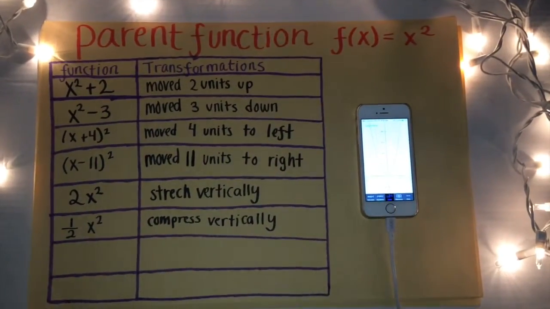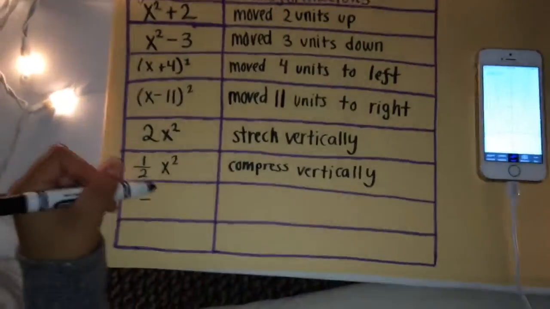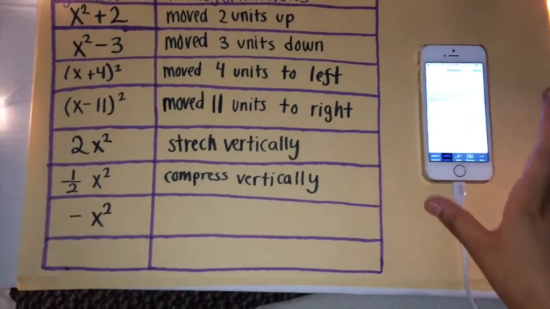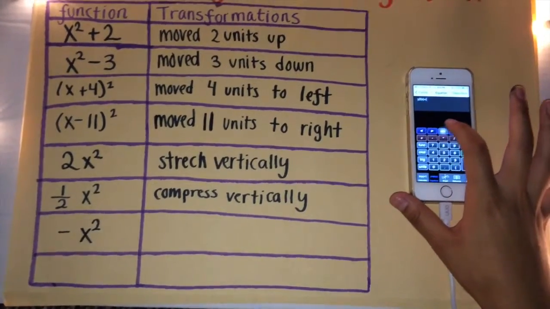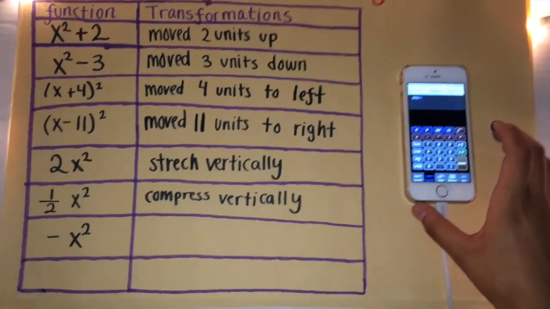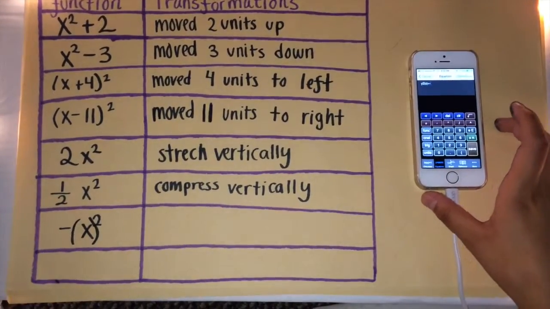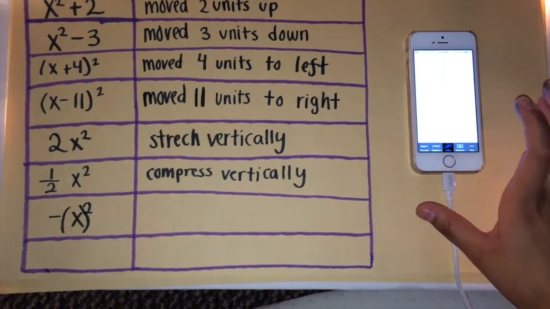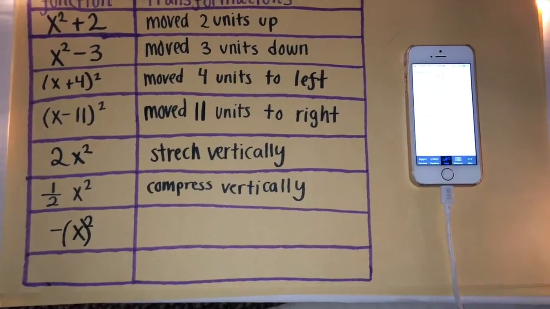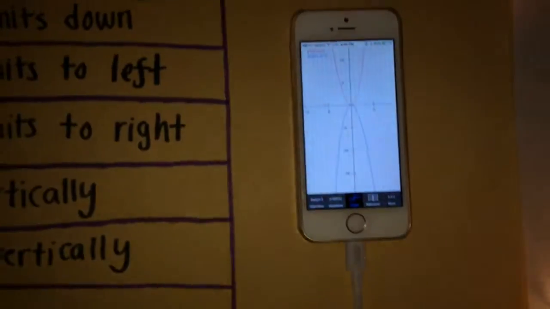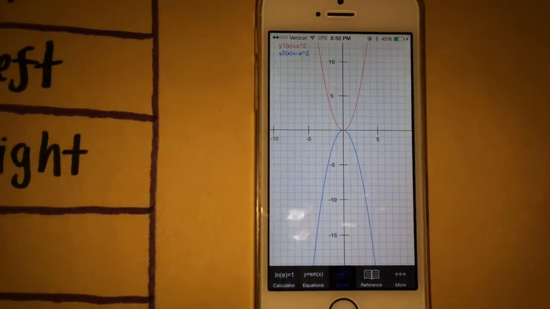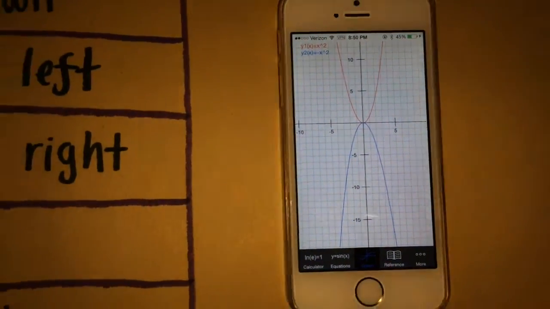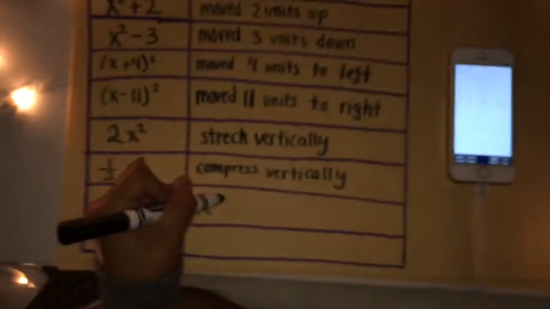Our next function is negative x squared. We're changing the parent function to a negative. As you can see by the graph, the blue line is reflected over the x-axis. Therefore, the transformation is a reflection of the parent function over the x-axis.